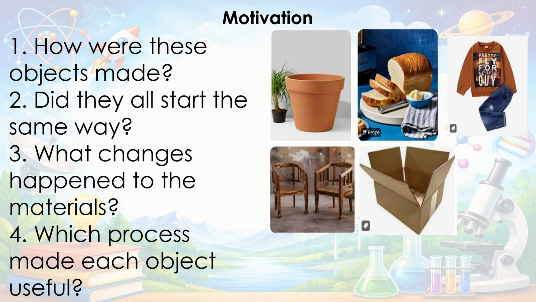Now look at the second question. Did they all start the same way? Excellent. No. Different materials begin in different forms. Clay may begin as a soft mass. Wood may begin as a piece of lumber. Paper may begin as a flat sheet. Cardboard may begin as a large piece. Cloth begins as fabric that needs to be measured and cut.